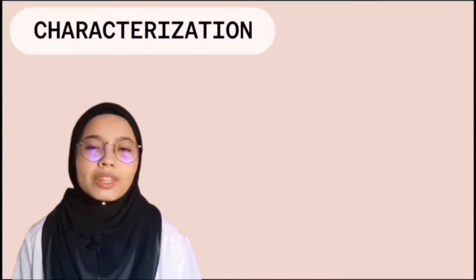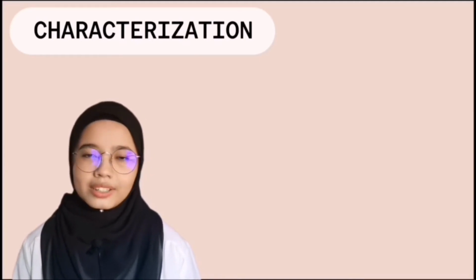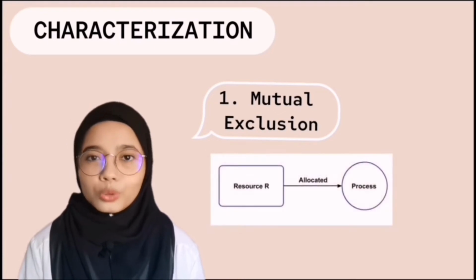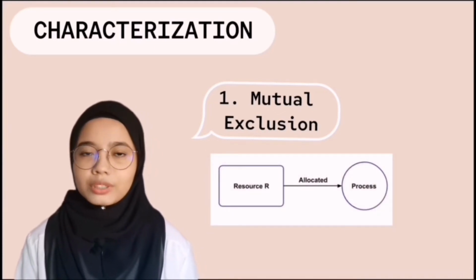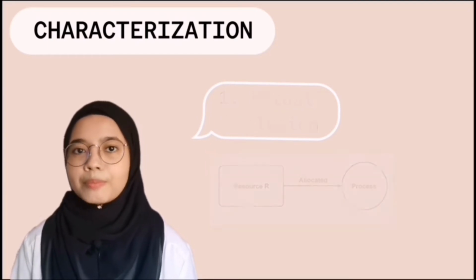Next, I will continue with deadlock characterization. Deadlock can arise if four conditions hold simultaneously. The first condition is mutual exclusion, where one or more resources are non-shareable, which means that only one process can use it at a time.